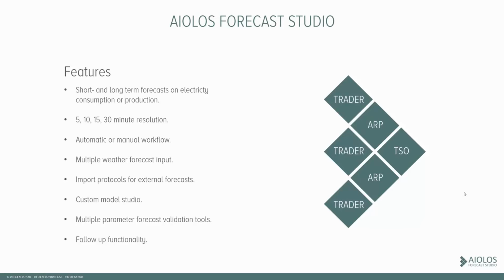You can make automatic or manual forecasts, which means that you could have the software produce a forecast every 4th hour, for example, without any manual input. Or you could, if you like, have a more personal approach and have a look at the data and validate the forecast with different tools that we have in the software.